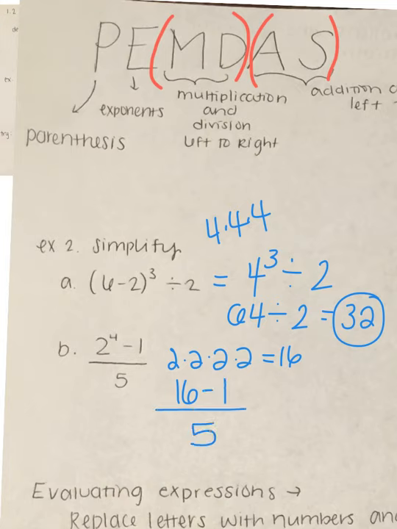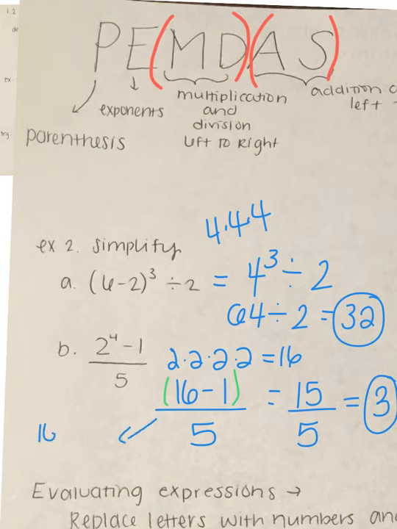Now here I look and I say, okay, I should do multiplication or division from left to right, but the problem is that I have this whole expression on the top, that whole thing divided by 5. So I'm going to take care of what's on the top and bottom of my fractions before I take care of the whole thing. So I'm going to do 16 minus 1 is 15, and then I have 15 divided by 5, which is 3. I could break that up as 16 over 5 minus 1 over 5, but that makes it a lot more complicated to do it that way.